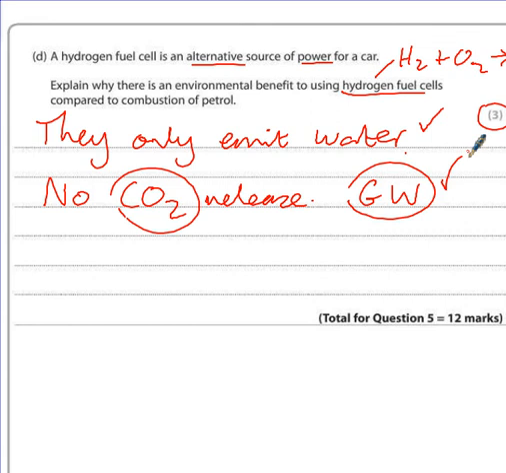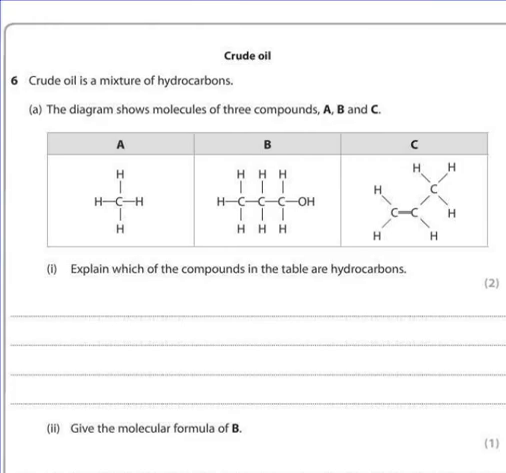Just double check the mark scheme for this one. Yep, so petrol producing carbon dioxide is the 3rd mark, so that's how we get 3 marks for that one. Probably on to question 6 now.